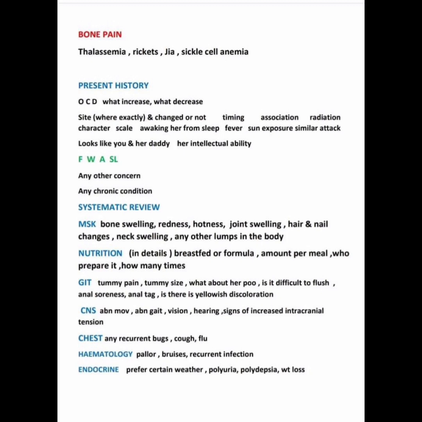So bone pain, the cases are thalassemia, rickets, JIA, sickle cell anemia. The present history, first we start by OCD, that is onset, when it started, course and duration. Then what increases and what decreases the condition.